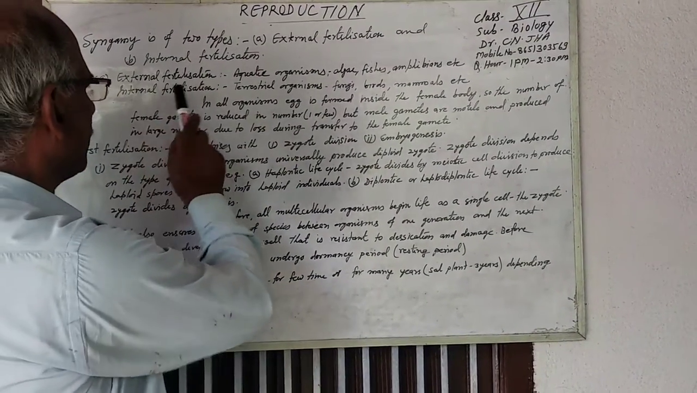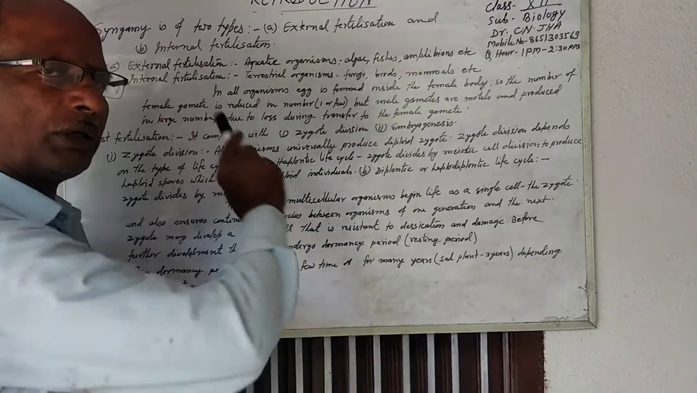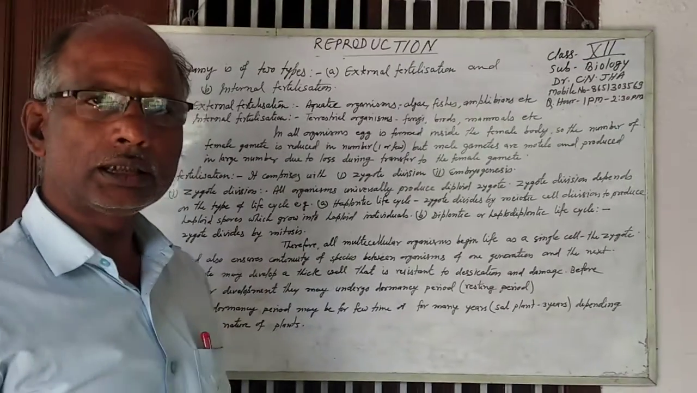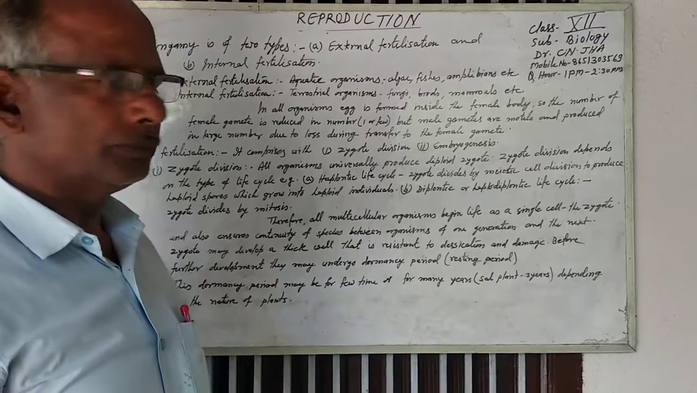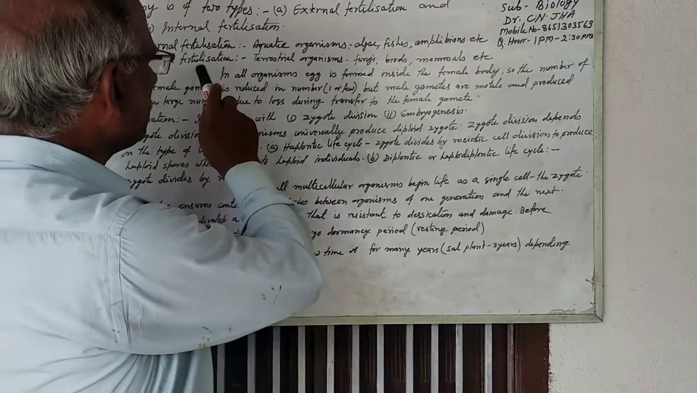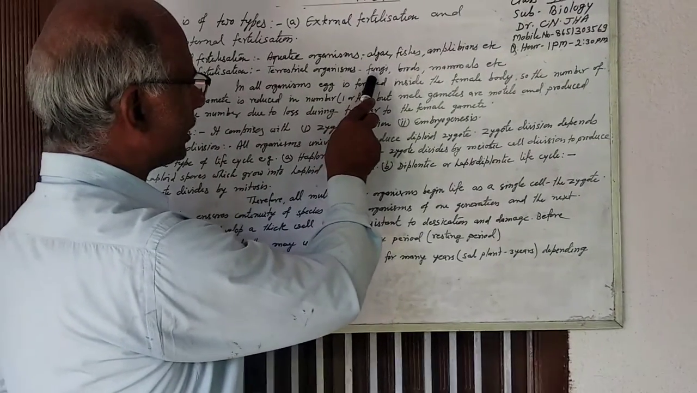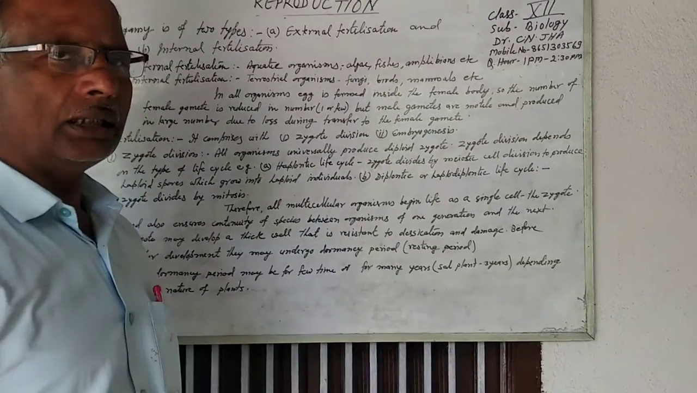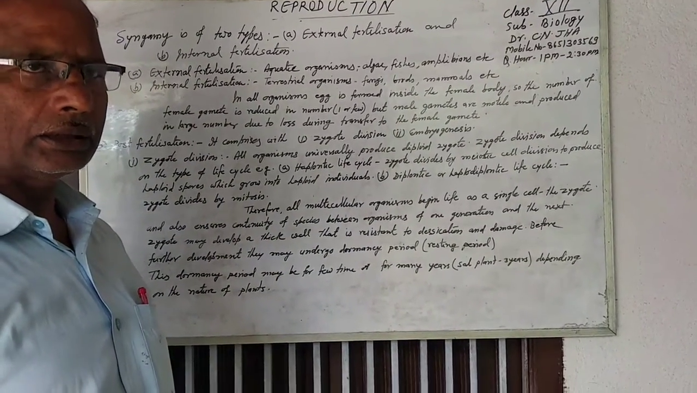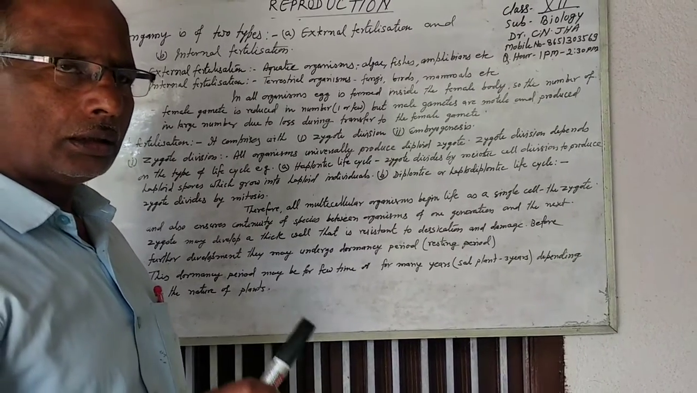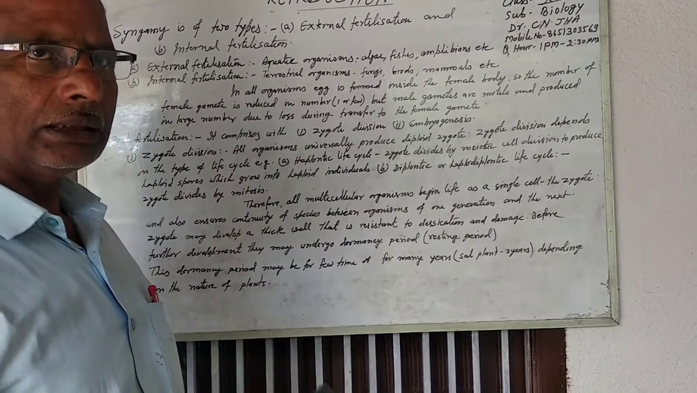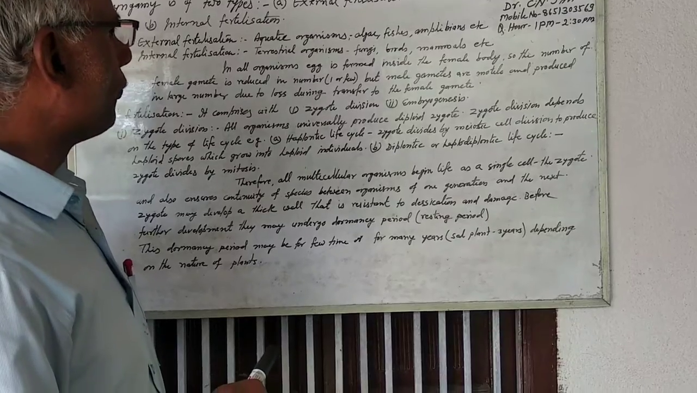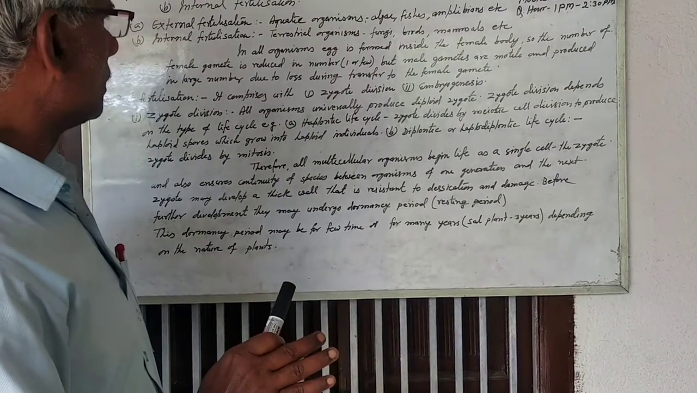Second, internal fertilization. In this case, fertilization takes place inside the female body. For example, terrestrial organisms, fungi, birds, mammals. In all these cases, male gametes reach the female gametes in the body of the female, and fertilization takes place.